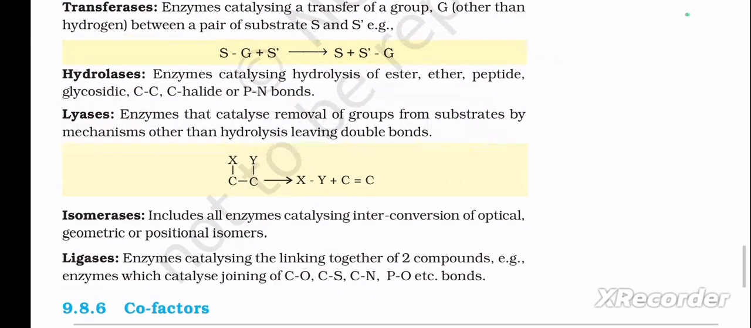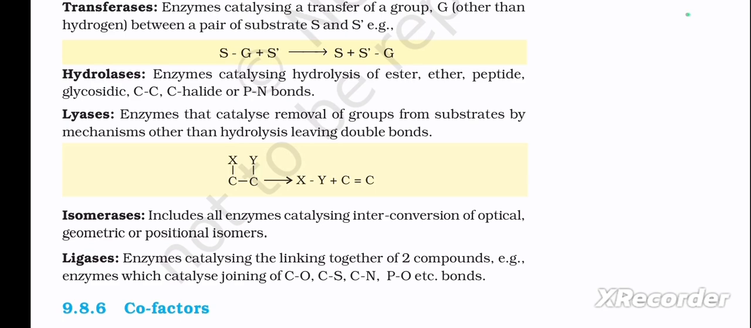Next is hydrolases: enzymes catalyzing hydrolysis of ester, ether, peptide, glycosidic, C-C, C-halide or P-N bonds. Lyases: enzymes that catalyze removal of groups from substrates by mechanisms other than hydrolysis, leaving double bonds. Here they have given the example also, you can check it out.